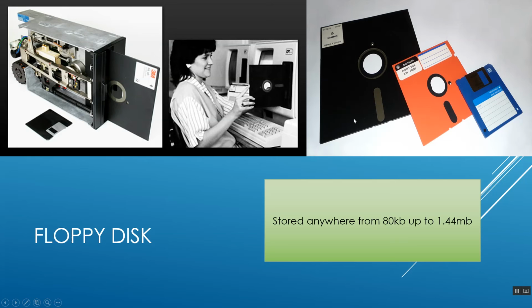Now the first floppy was actually floppy. You could wiggle it in your hand and have it flop back and forth. And then we got less floppy as time went on. And then we had this hard diskette that you see later.